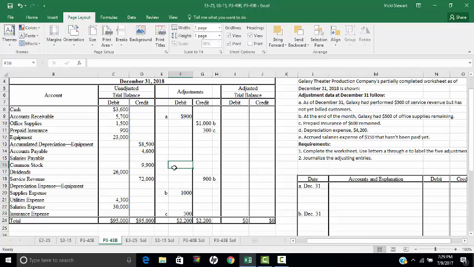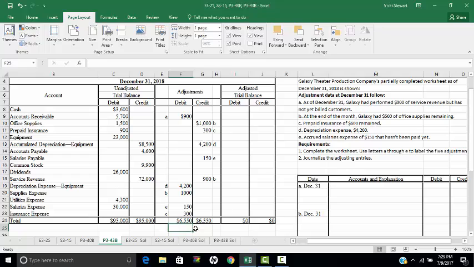The next entry states that we had depreciation expense of $4,200. So we're going to debit depreciation expense for $4,200, and we're going to credit accumulated depreciation equipment for $4,200. The E says that we accrued salaries expense of $150 that hasn't been paid yet. So we're going to debit salaries expense for $150. And since we haven't paid it, we're going to credit salaries payable for $150.